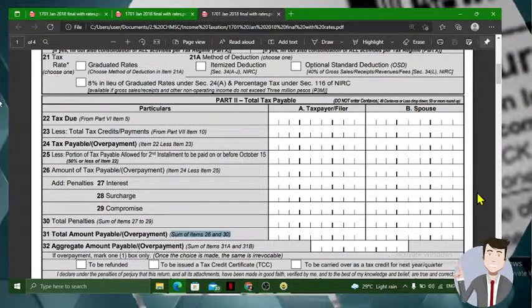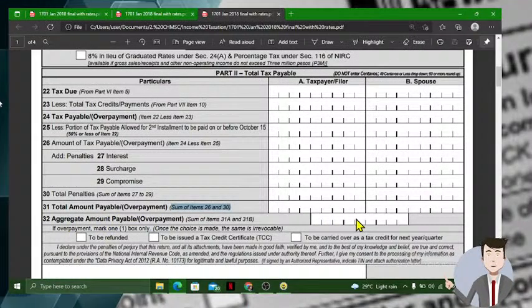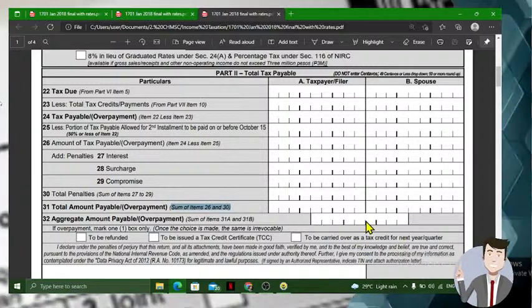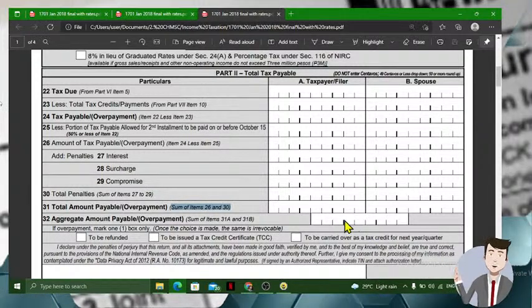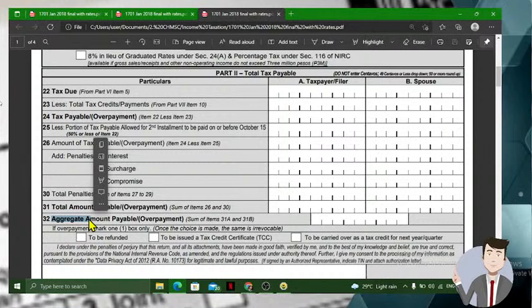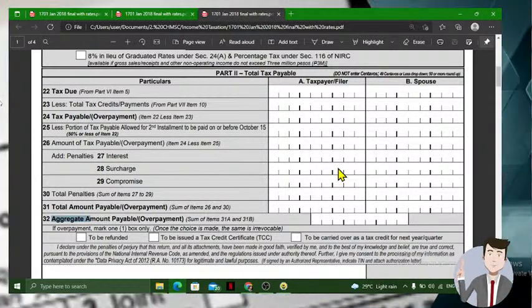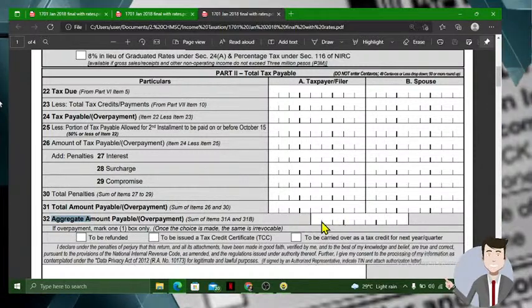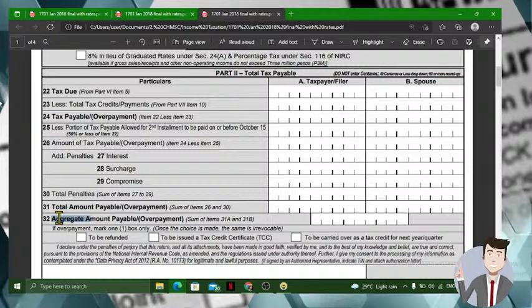Take note guys, that at the last portion, which is the aggregate amount payable or overpayment, there's only one space to fill up for the amount because this is an aggregate. That's why, as we said in our discussion in the previous meeting, although husband and wife are computing their income tax returns separately, at the end they can combine their amounts to be paid to the Bureau of Internal Revenue, and that is what we call the aggregate amount.